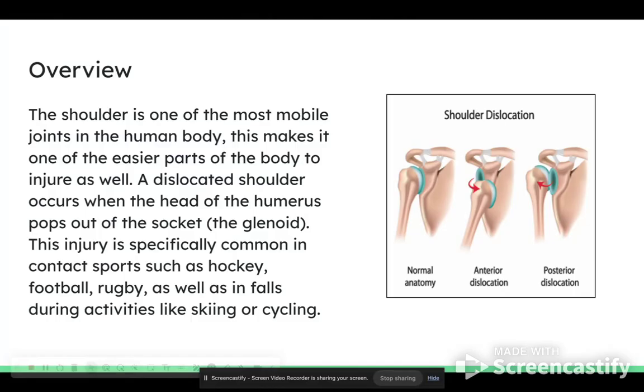Overview. A dislocated shoulder happens when the upper arm bone, the humerus, pops out of the shoulder socket. Because the shoulder is the most mobile joint in the human body, it's also one of the most unstable, which makes it highly prone to injury. This type of dislocation is especially common in contact sports, falls, or during extreme overhead movements.